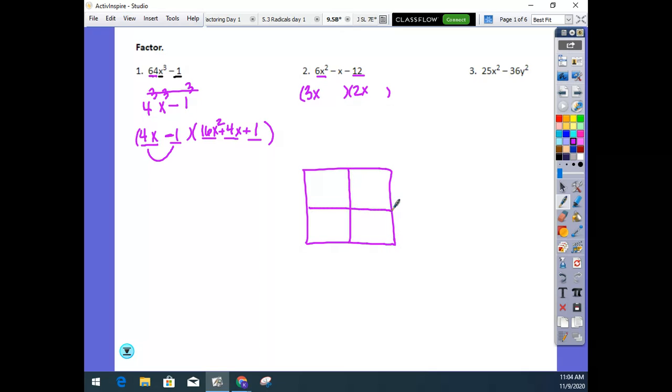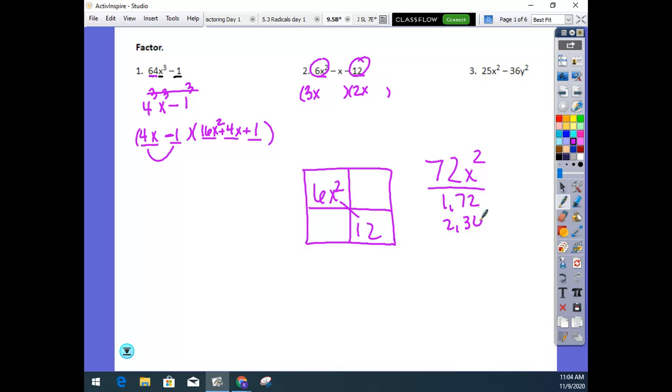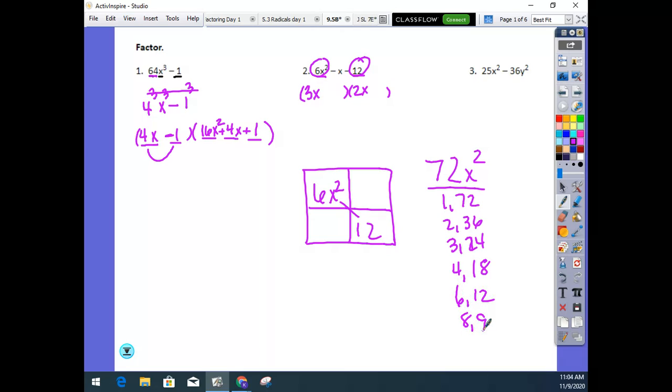What we do is make a square, putting this in the top and this at the end. If you multiply them together, 72x squared, and list the factors, 1 and 72. We use these factors to look for which ones subtract to get 1.